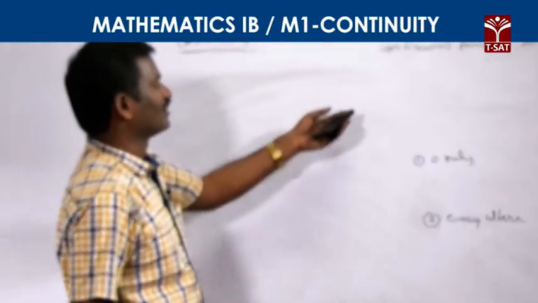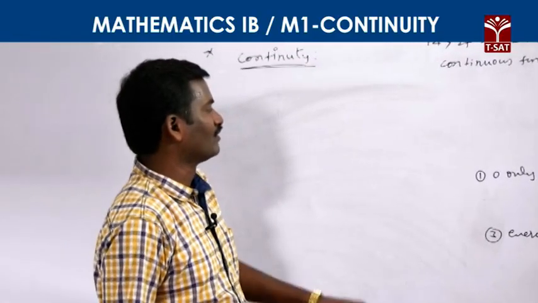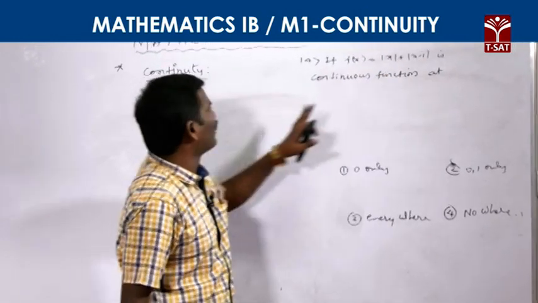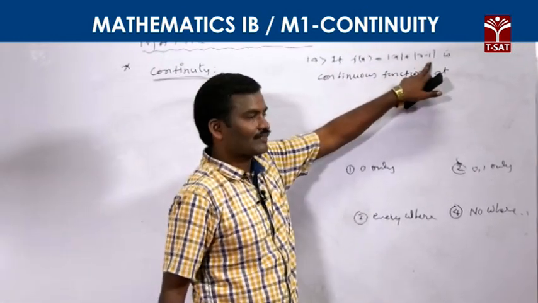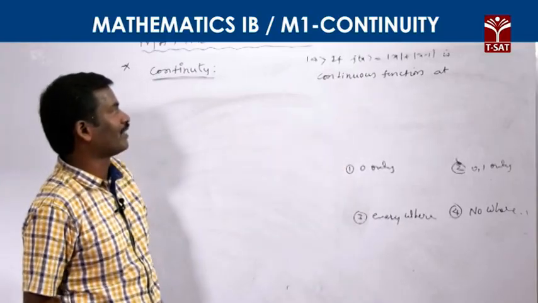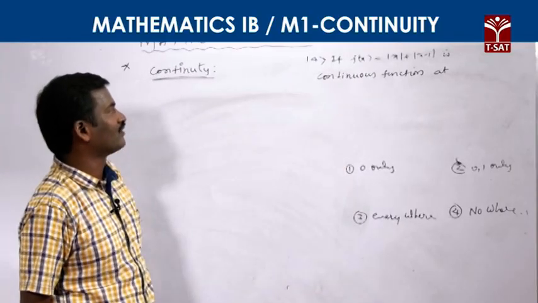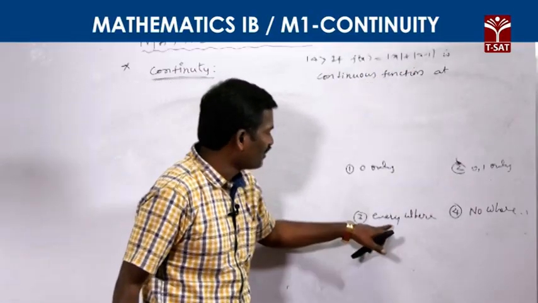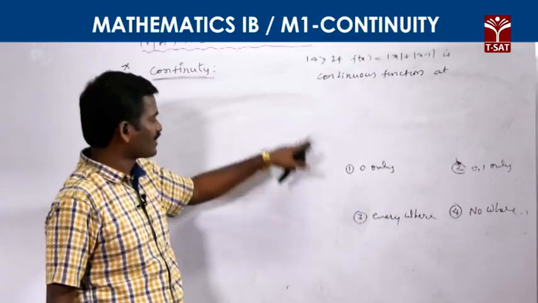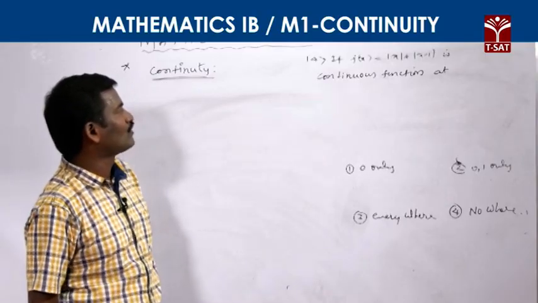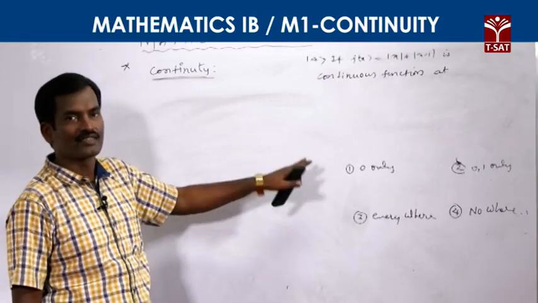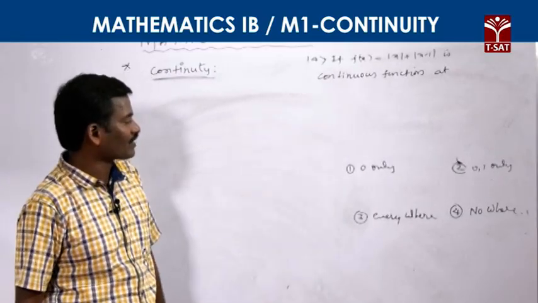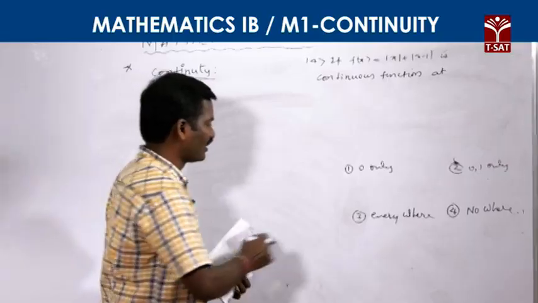By seeing it only we can say at what values this function is continuous. See, mod x is defined for each and every value of R. Mod of x minus 1 is also defined for every value. This is not in a denominator, so it is not going to be an undefined function. It is a defined function, so this satisfies each and every value, nothing but everywhere. So f of x equals mod x plus mod of x minus 1 is a continuous function everywhere. So option 3 is the correct answer.